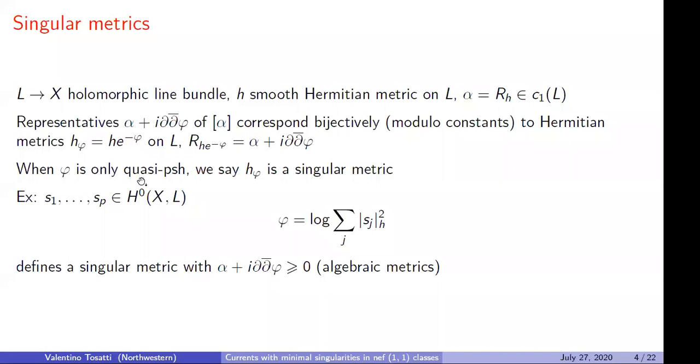And then naturally, when phi is not smooth, but only quasi-PSH, we say, following Demailly, that h_phi is a singular metric. And the canonical example are these algebraic metrics, where when you have a non-trivial number of global holomorphic sections of L, then you can form this function phi, which is log of the sum of squares using your metric h. And this indeed defines a singular metric, and alpha plus i partial partial-bar phi, where alpha is the curvature of h, is semi-positive. So this is, of course, pseudo-effective c1 of L, and you have these algebraic singular metrics.